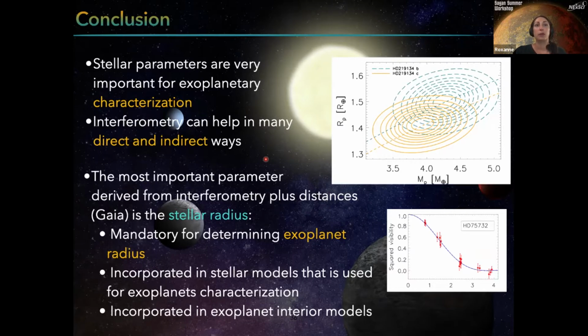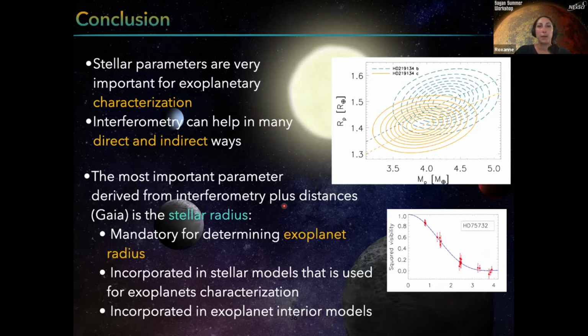It brings a direct measurement of the stellar radius, which combined with the Gaia parallaxes is very precise. So this is mandatory for determining exoplanet radius, but also the other parameters like the mass and the density of the star and the radius.